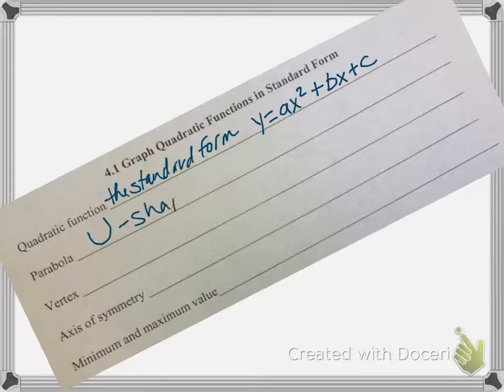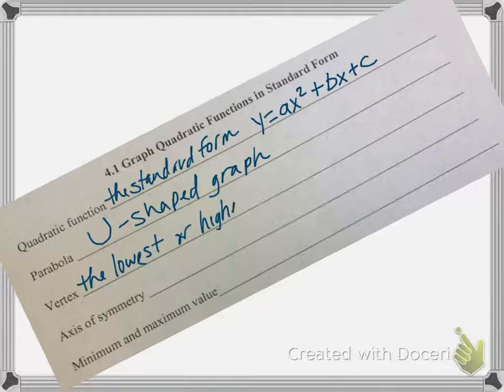Now, what is a parabola? A parabola is a U-shaped graph. So make sure you write these down, pause the video as much as you need to. Now, the vertex of a parabola is either going to be the lowest or highest point of the parabola. The lowest or highest point of a parabola graph, or of the parabola, whichever way you want to see it.